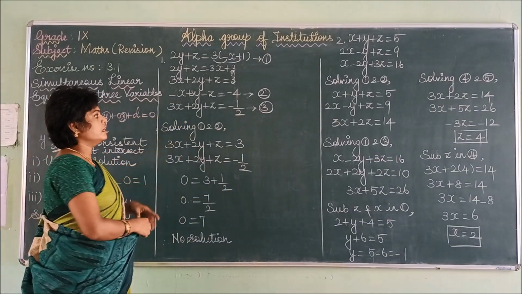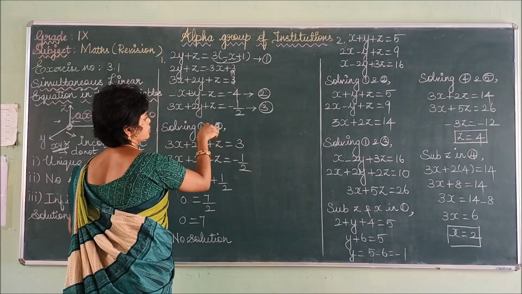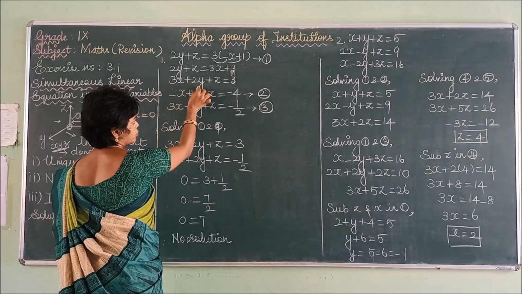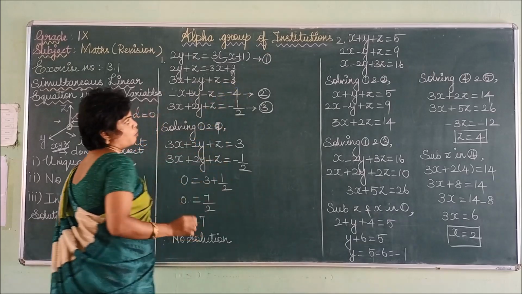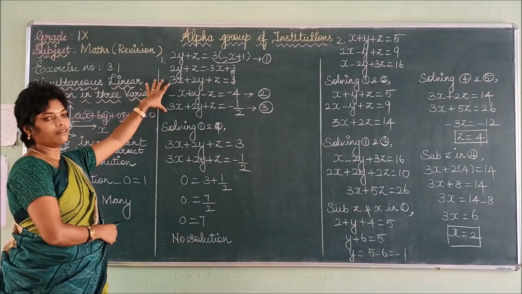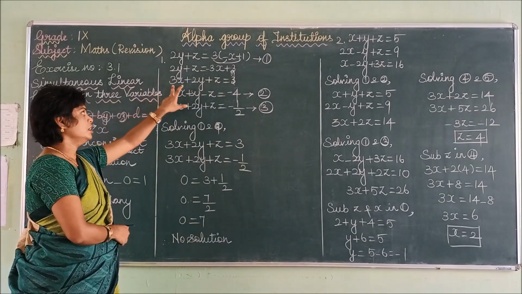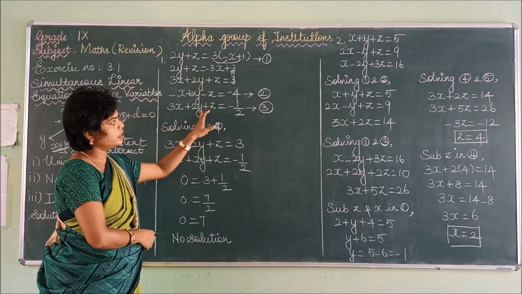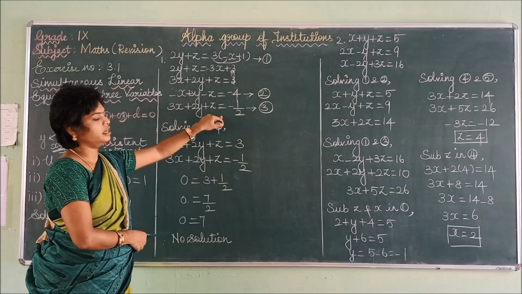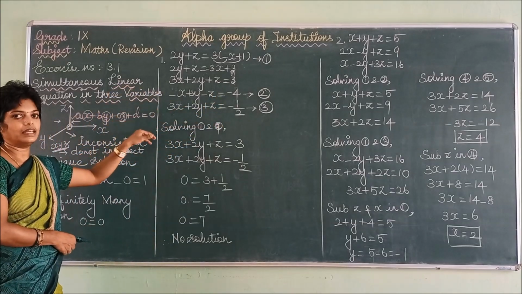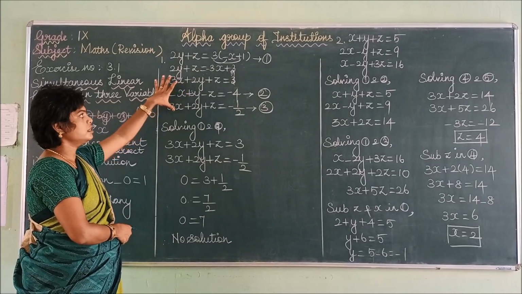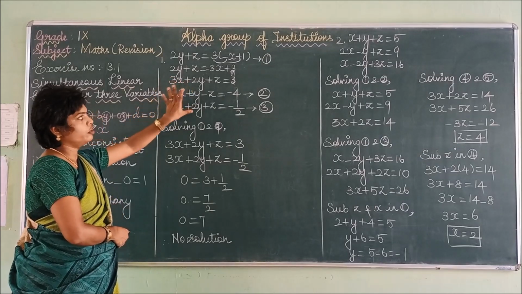Now I am solving the first and third equations. What is the first equation? 3x + 2y + z = 3. Look at the values of each equation. Here 3x, in the third equation also 3x. Here 2y and here also 2y. Here z, here also z. That's why I am taking the first and third, not the second. The reason is both the variables and coefficients are the same.